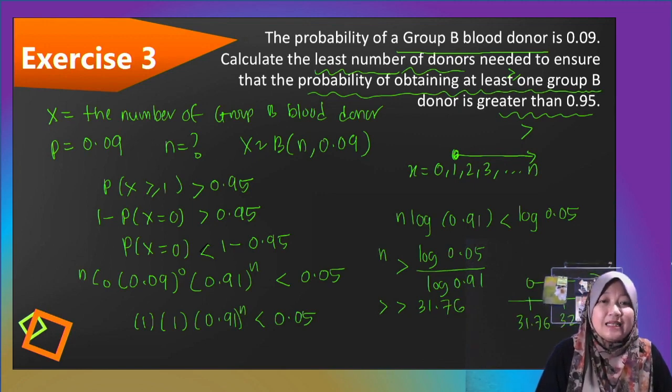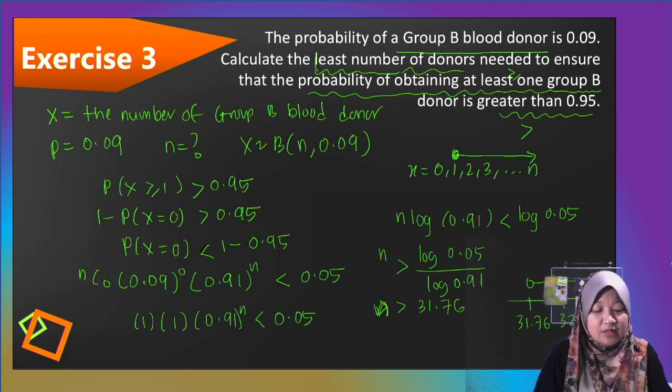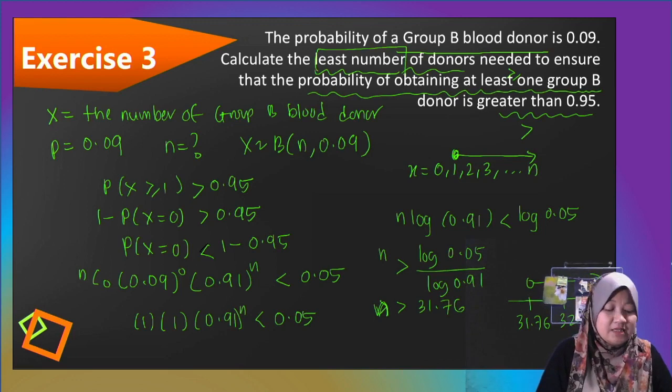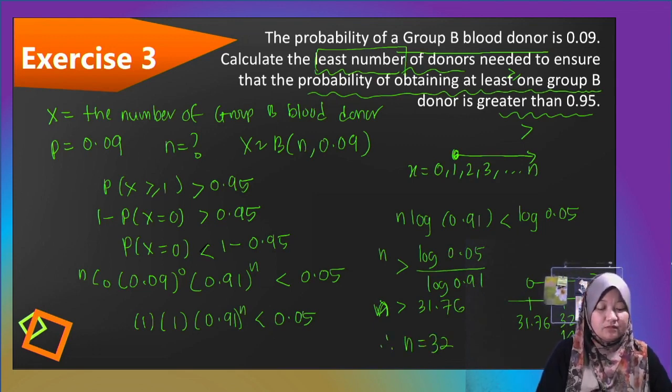We know that N about the number of donor. Donor adalah orang. Jadi N mestilah nombor bulat. Okay, jadi the least number, nombor bulat paling kecil dalam interval ni adalah 32. Therefore, N awak adalah 32. Okay, N adalah 32. Okay, ingat sebab X ni adalah number of donor. Group B blood donor, jadi mesti nombor bulat.